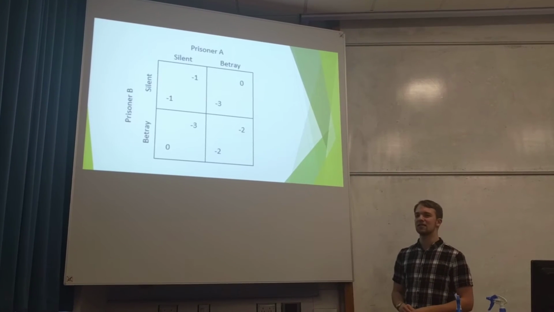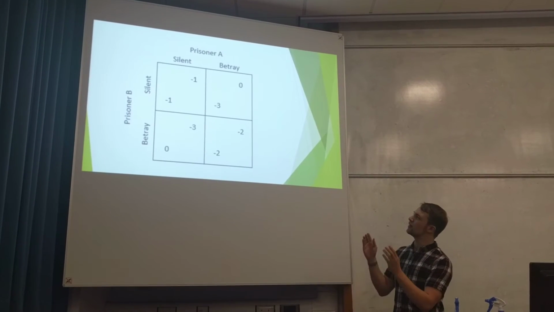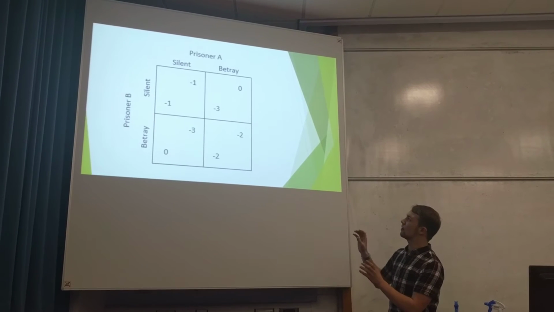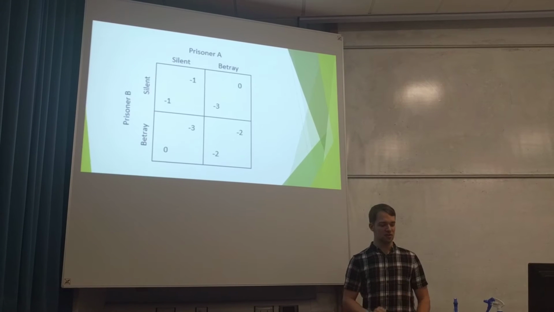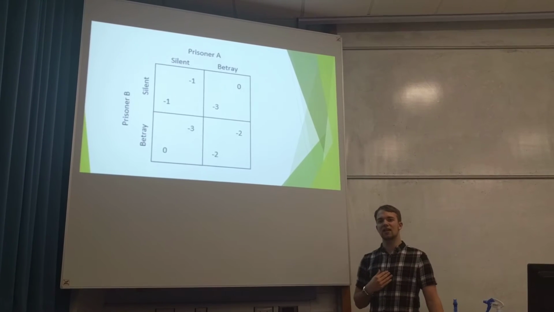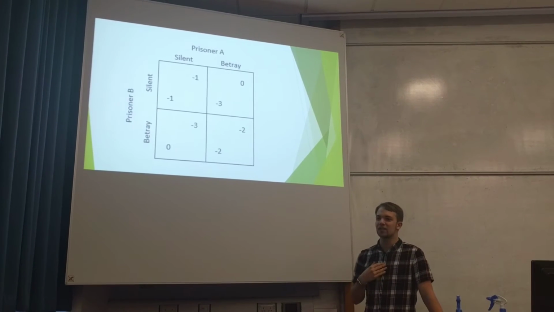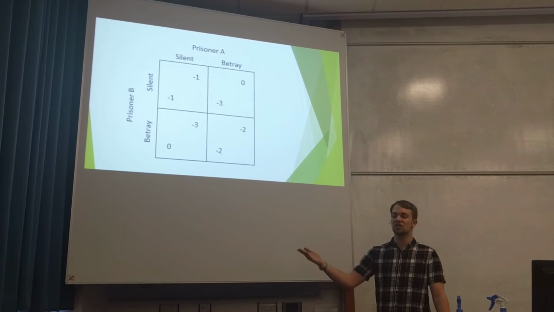We can model this quite easily in a diagram. So this shows they both remain silent, both suffer 1 year. If they both betray, both 2 years. And if one betrays and the other is silent, one will serve 3 and one will serve 0. So if I take a moment to think, let's say I'm individual B, and I act, let's say, thinking of my prisoner A, the other person.